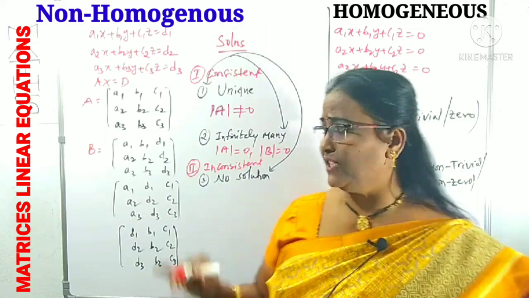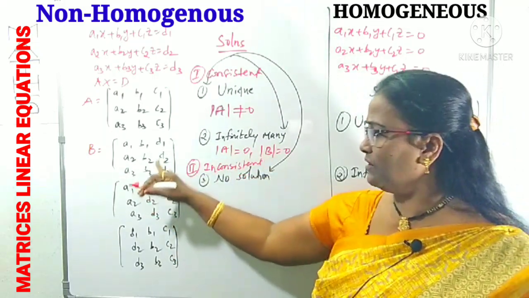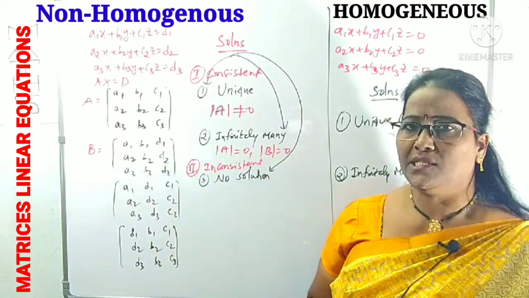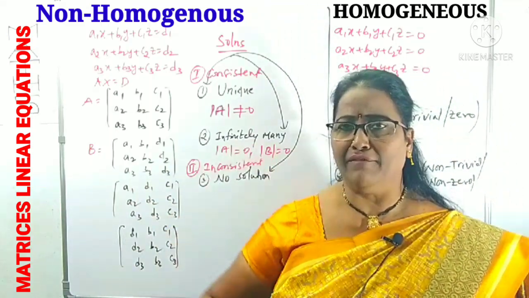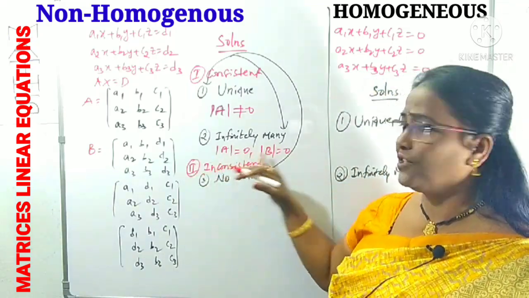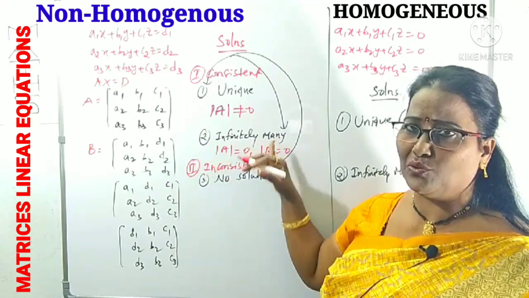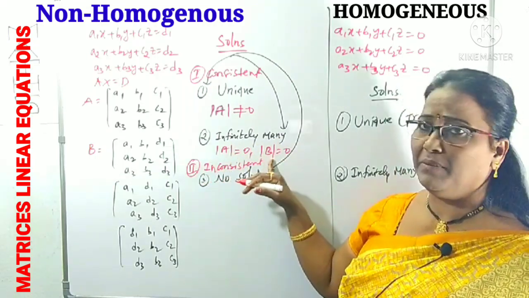What are the conditions for infinitely many solutions? Det A is equal to 0 and all of det B are equal to 0. At least one of them you can check, depending upon the given question. We can choose the B, I said already. So, these are the conditions when the system has infinitely many solutions: det A 0 and det B 0.